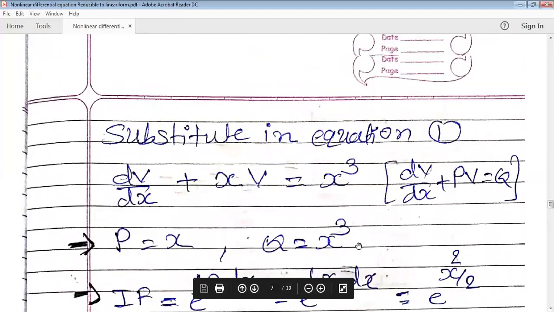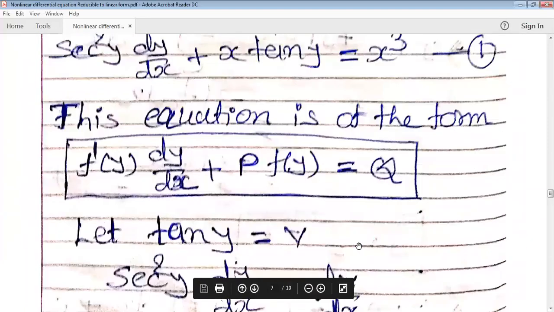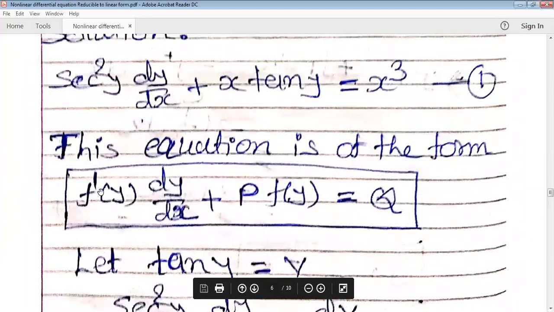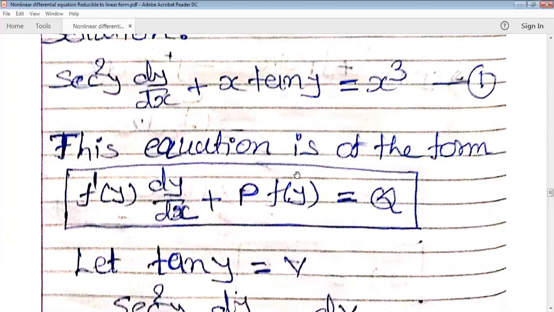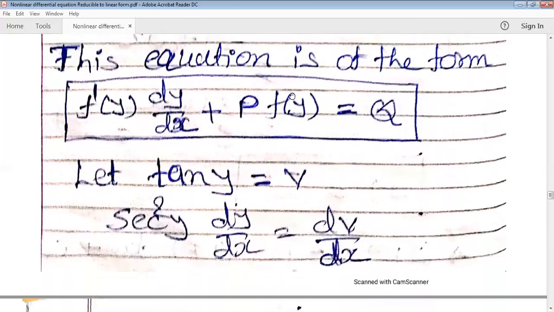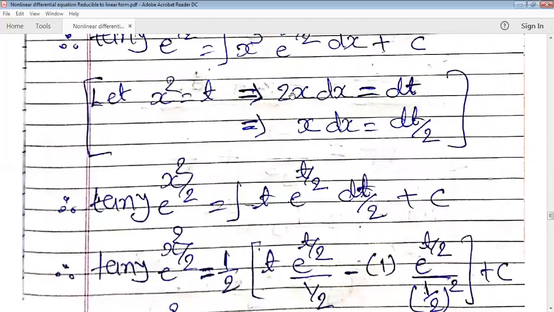See students, I recall to you that our given equation is in the form of f dash y dy by dx plus p f of y is equal to q. Here our given form is p into f of y, and the dy by dx multiple form is f dash y. This form is non-linear, and then we convert our non-linear form into the first linear form and then solve.